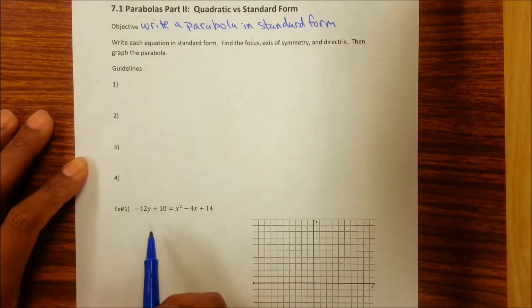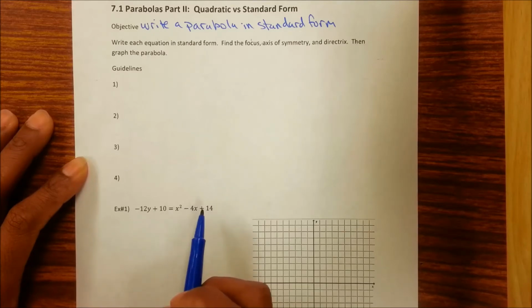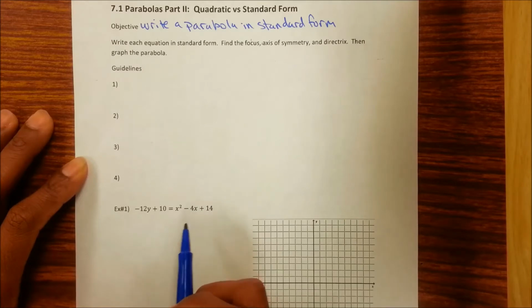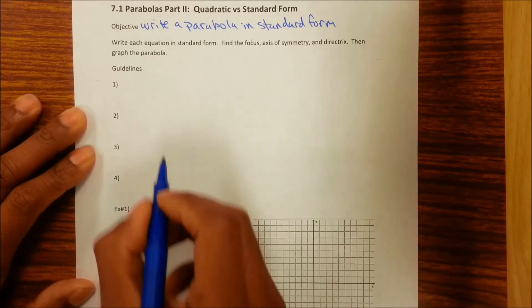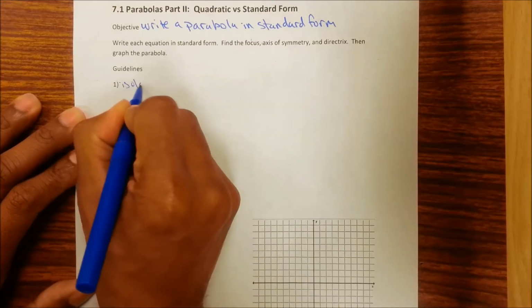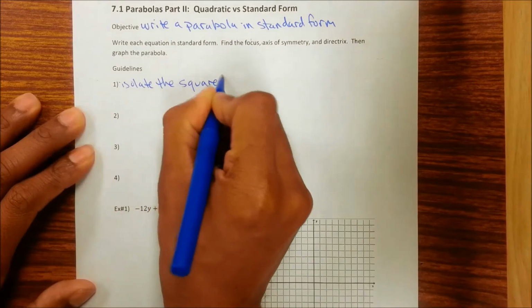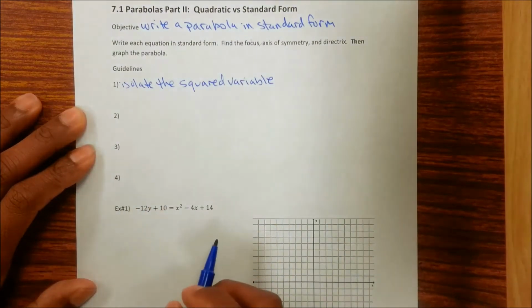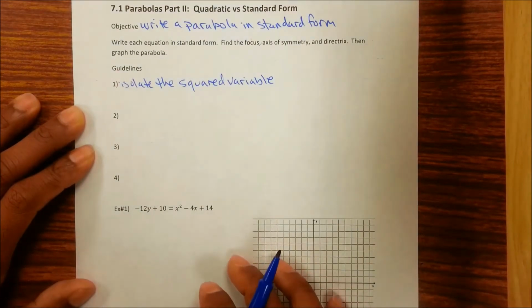We've got negative 12y plus 10 equals x squared minus 4x plus 14. Again, we really can't see the h, we really can't see the k, so we're going to need to change it to standard form. The way we're going to do that is guideline number 1: isolate the squared variable. What that means is whatever variable is being squared, we're going to need to isolate it, get it by itself.